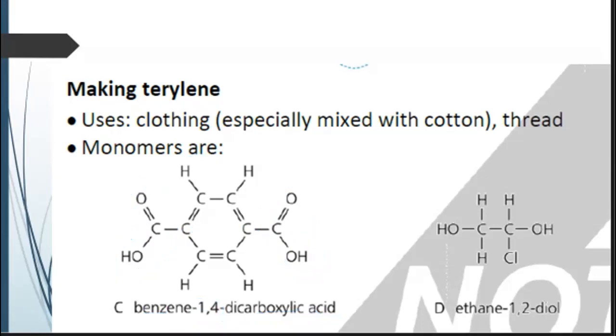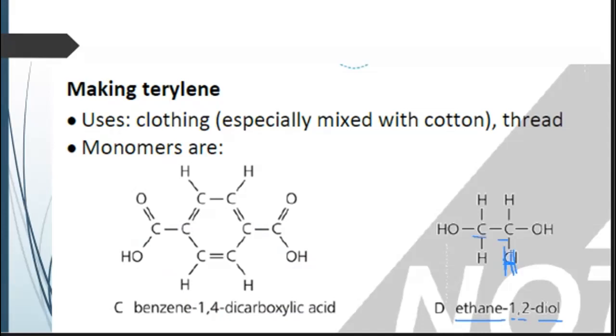Now, on the next side, we have ethane 1,2-diol. They have ethane 1,2-diol. Now, this here should have been an H, right? They have Cl. This here should have been H, not Cl. If that's the name, this should be an H. Ethane 1,2-diol.